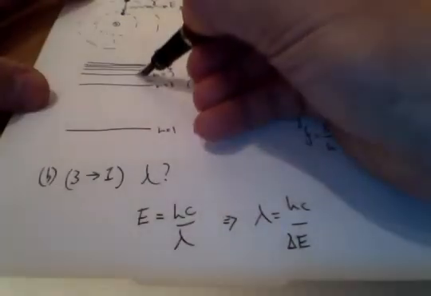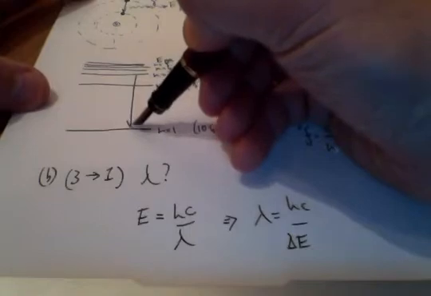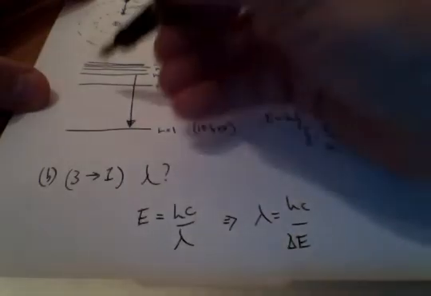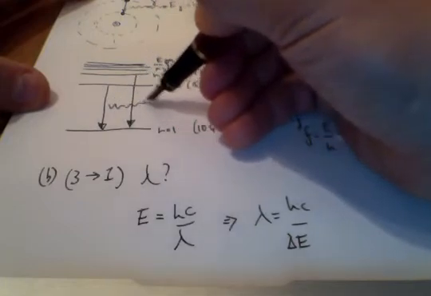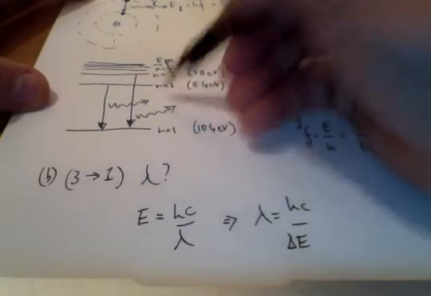Let me just draw an arrow in there because that's quite useful. That's the energy change, and in the first one, that was the energy change, which is associated with a photon.